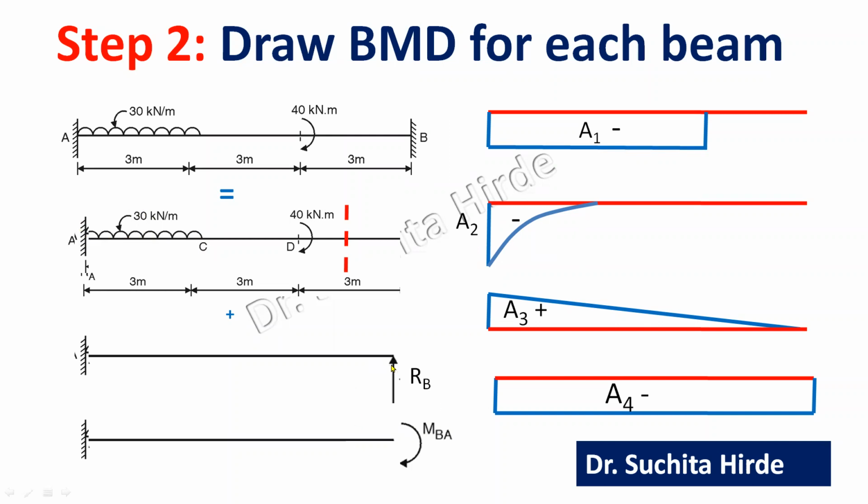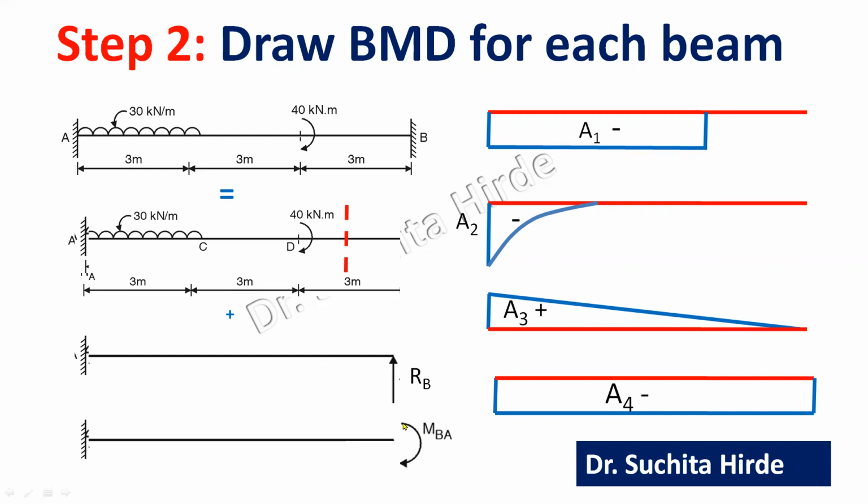Then bending moment due to this RB. Bending moment at this point is 0. If you go towards this, bending moment will increase, and it is RB into distance. So it will be 9 into RB, and it is positive. Remember that the bending moment due to upward forces is always positive, which is sagging, and bending moment due to downward forces is always negative, that is hogging. So bending moment due to RB is RB into 9, which is positive.